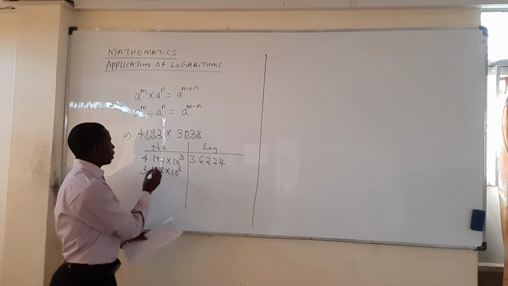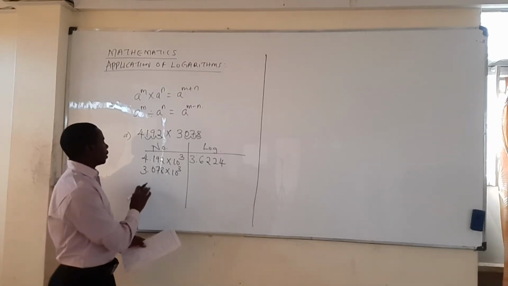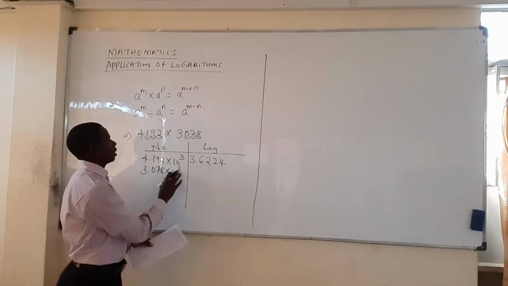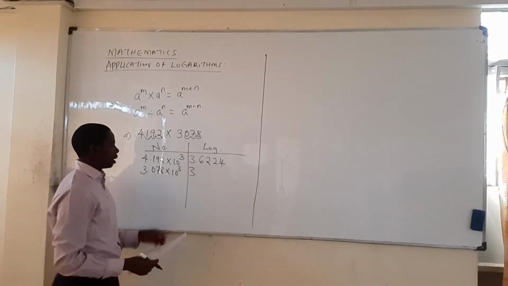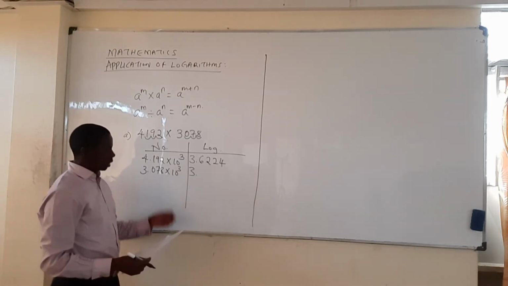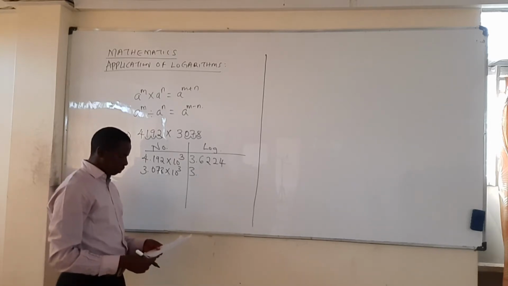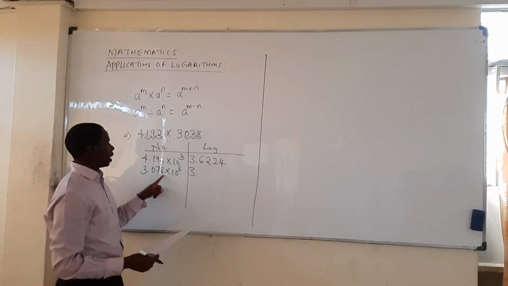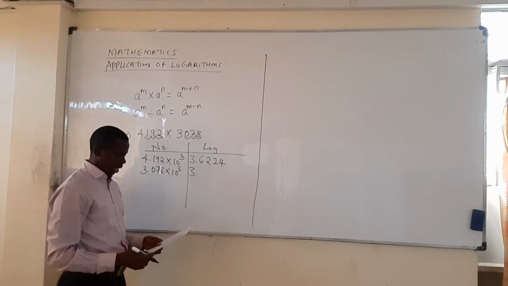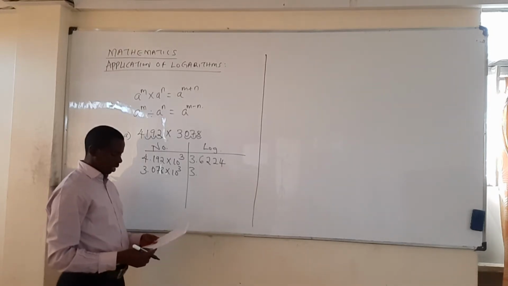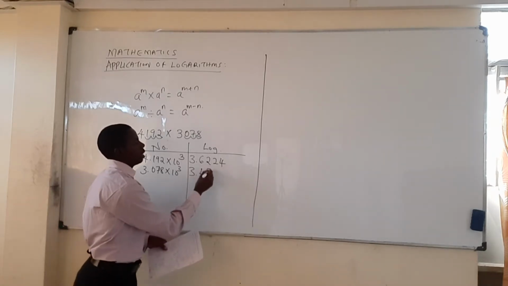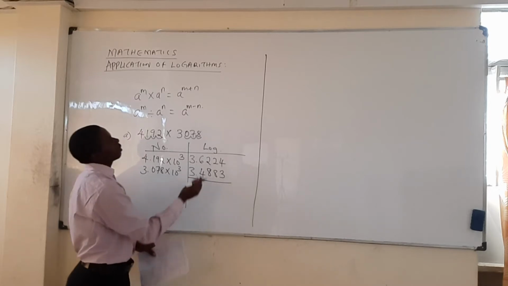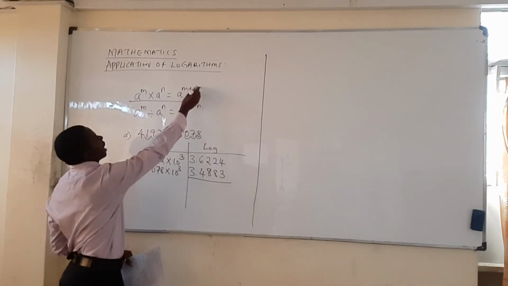Then we read the log of 3.078. This is going to be 3 point, because of the 10 power 3. Then we read for 3.07, which is 0.4871, and then we add the column for 8, which is 12 at the far edge, and you get 0.4883. So just as we have said, whenever you're multiplying, we add the powers.